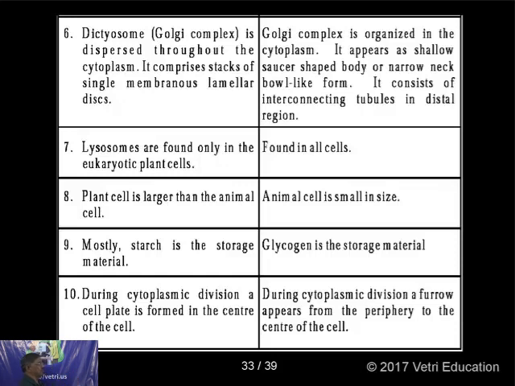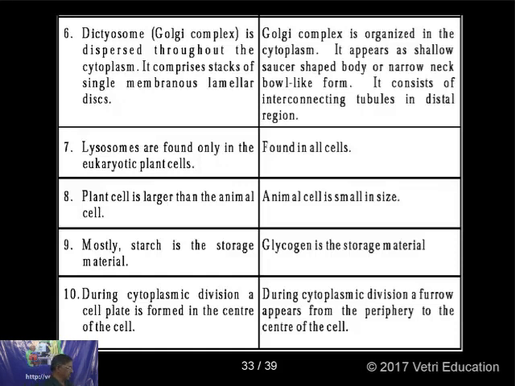And lysosomes are found only in the eukaryotic animal cells. These lysosomes are absent in plant cells. And the plant cell is larger than the animal cell, whereas the animal cells are smaller in size. In plants, mostly starch is the storage material, but in animals, glycogen is the storage material.